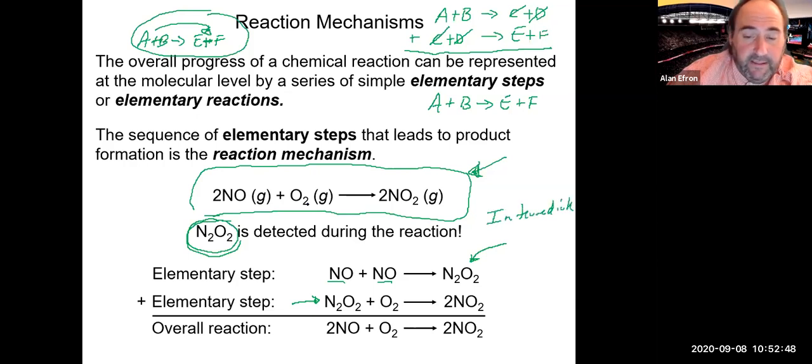And an intermediate is something that is made in an early step in a mechanism, but pretty much gets all used up by the time the reaction is over. And more importantly, it does not appear in the overall reaction for that system that you're looking at. So if we take both of these reactions and add them together, again, in this case, we can cancel out the N2O2, and it will leave us with the overall reaction that is happening here, which is our 2NO plus O2 goes to 2NO2. So this is an example of a reaction mechanism.